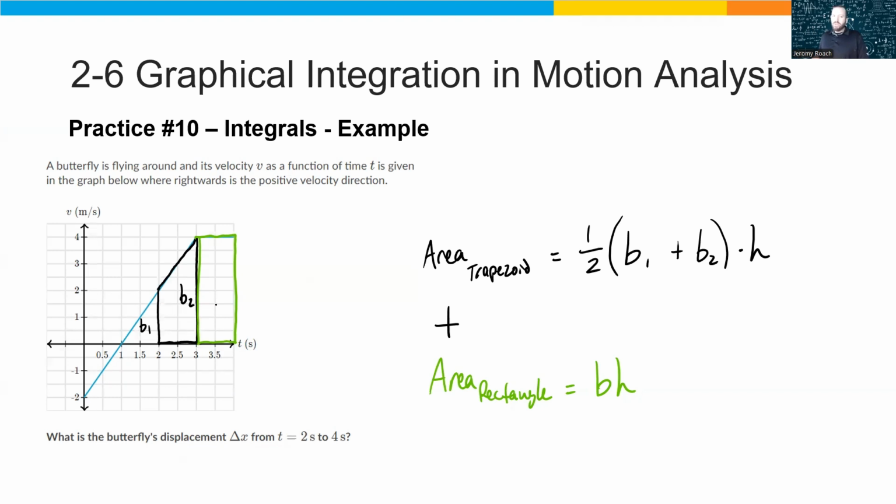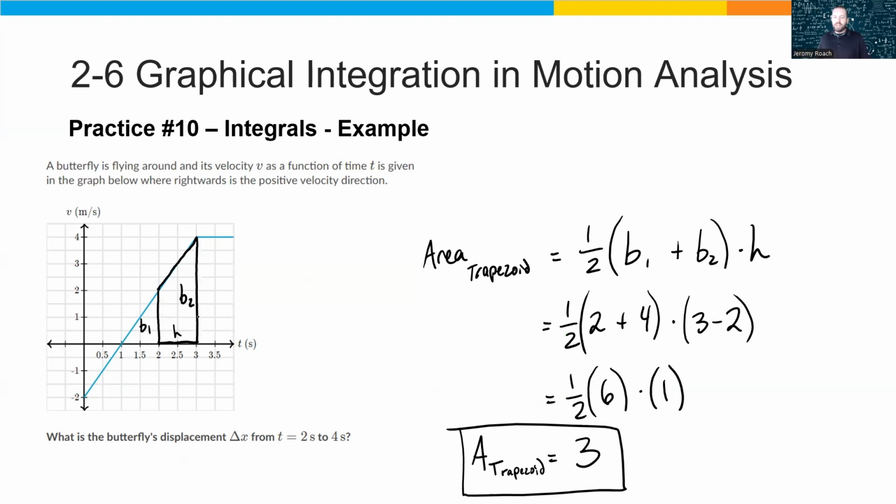So here we don't even have the function. It doesn't tell us what the velocity function is. It just shows us a graph. And so we can now calculate the integral without a function just by looking at the graph. We can separate it into manageable pieces and figure out the area.